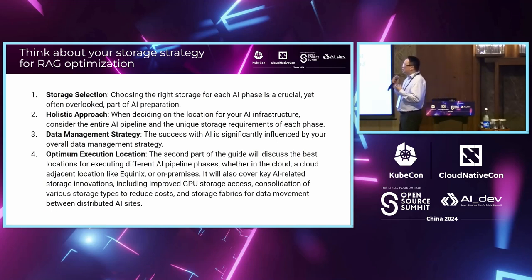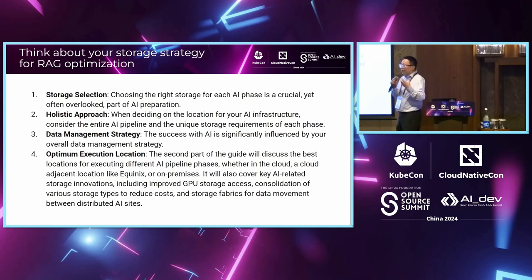And for the storage strategy, we will need to think about a number of factors, which will include the selection of the storage in the different life cycle. It also includes the initial phase of the AI cycle, when you ingest the data, you may need to crawl some of the data from different sources, so you will need a huge storage in the very front end of the cycle, and you will need to consider the holistic approach.